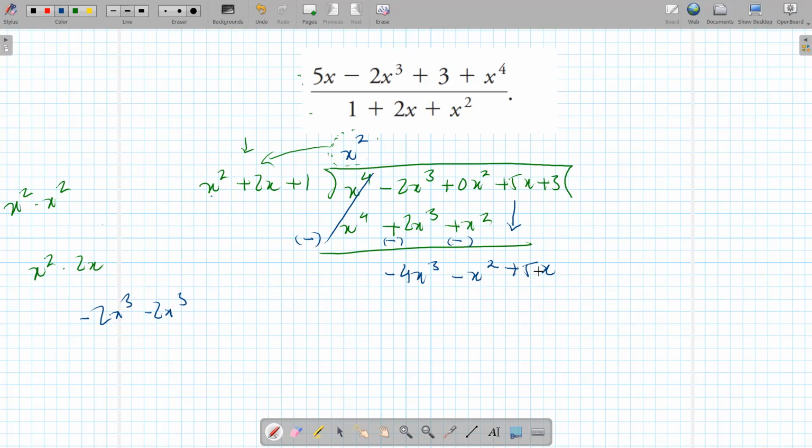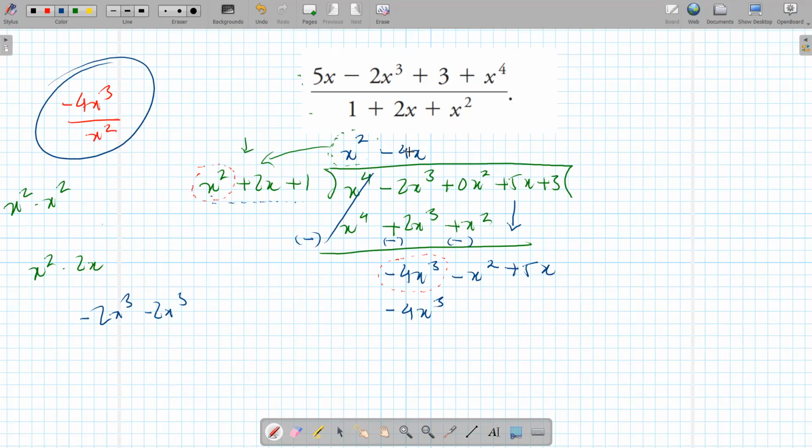The next step is now, again, you ask yourself, how many times does x squared go into negative 4x cubed? In other words, what is negative 4x cubed over x squared? Negative 4x. Exactly. And once you get this in the quotient, you need to multiply all the terms in the divisor by negative 4x. Now, look at this. It's easier than you think. Negative 4x times x squared is always going to be what we started off with. The first terms are always going to be the same because that's how we got this to begin with.